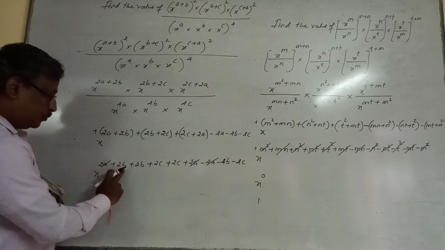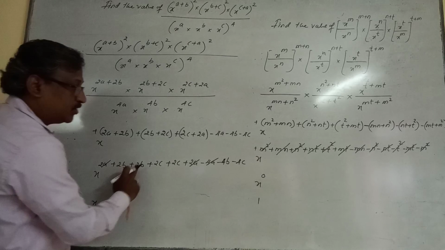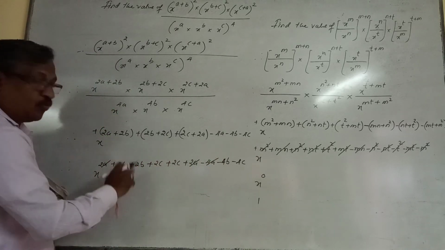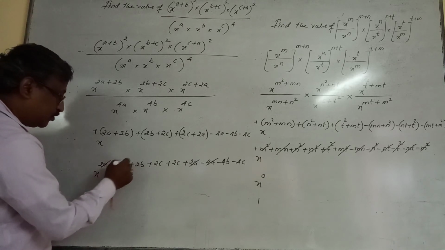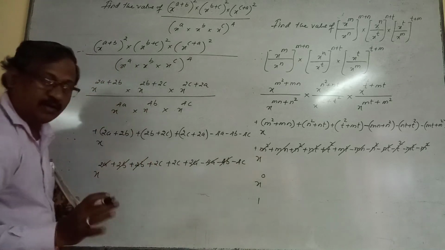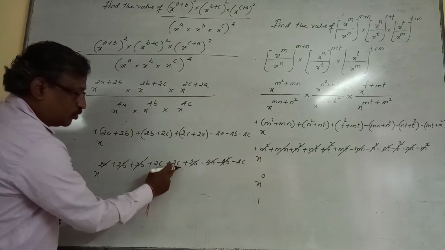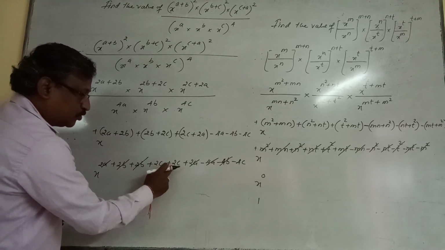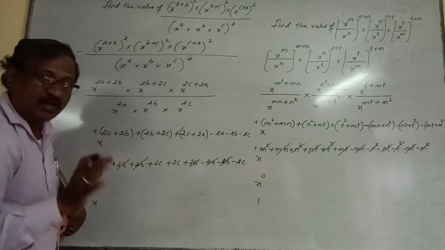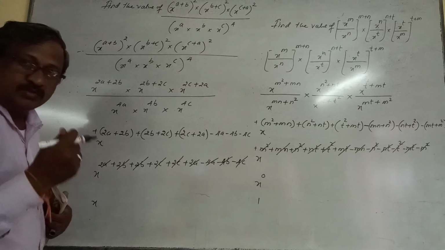Next one: 2b plus 2b. How much is it? Plus 4b, and this is minus 4b, so it also gets cancelled. 4b minus 4b, result is 0. Then this is plus 2c and this is also plus 2c. So plus 4c, and this is minus 4c, which also gets cancelled.